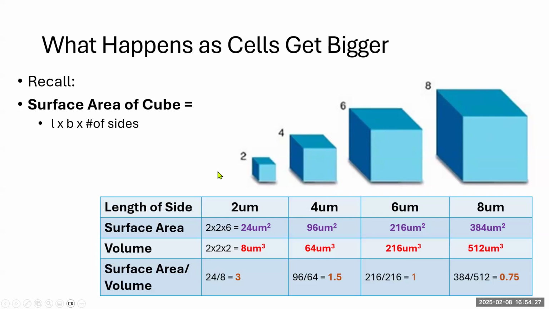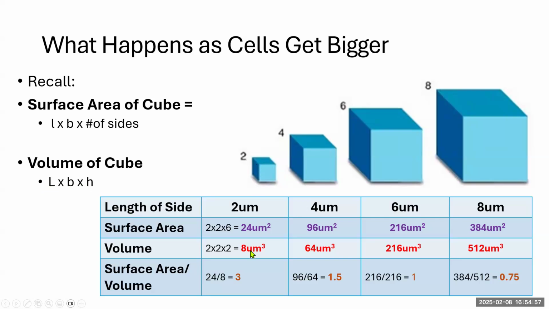So let's calculate the surface area of each one of these cubes. So what we see here, the surface area, of course, is 2 by 2, the length by the breadth, by the number of sides. Cubes have 6 sides. So what we realize is that the surface area of this small cube here is 24 micrometers squared. When we take a look at its volume, of course, it's a cube, so it's length by breadth by height, which in this case will be 2 by 2 by 2, which gives us 8.